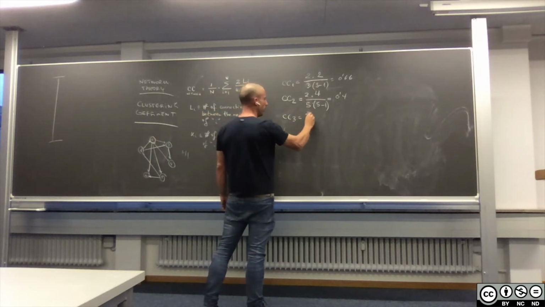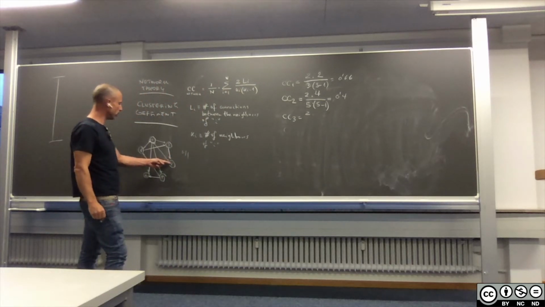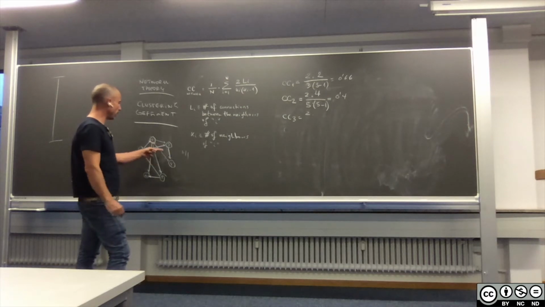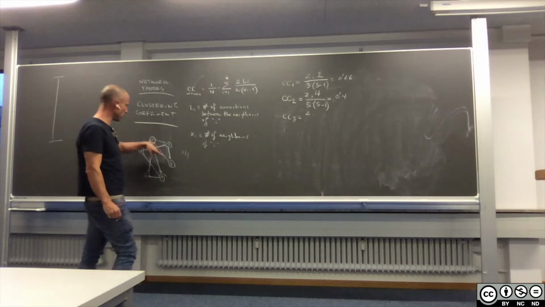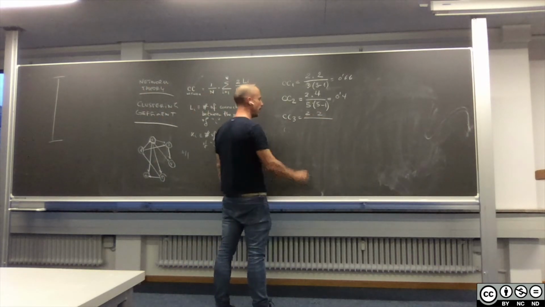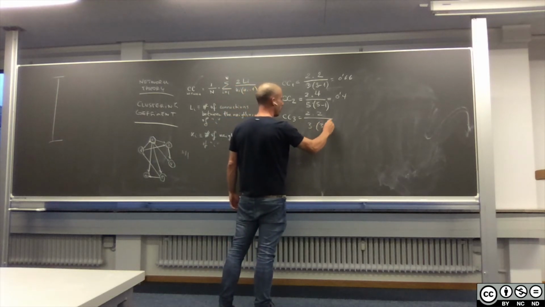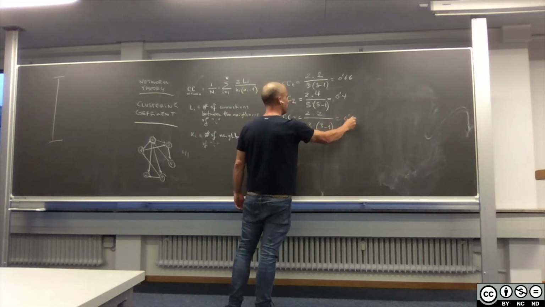Clustering coefficient of 3 is 2 times... How many neighbors do I have? 1, 2, and 4. How many connections do they have between them? 1 and 2. 2 divided by 3 neighbors times 3 minus 1, 0.66.